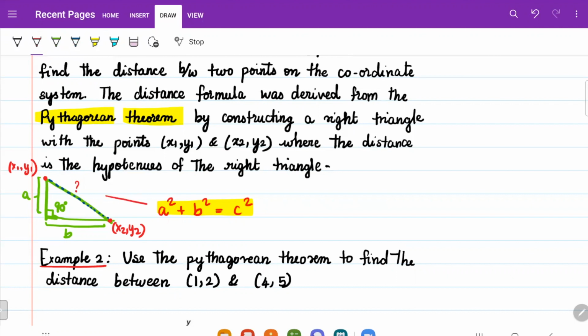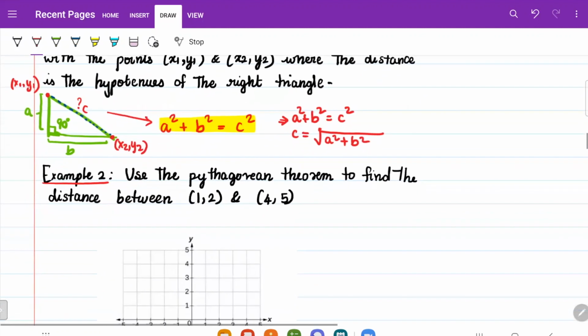As you know, the Pythagoras theorem, which is a squared plus b squared equals c squared. So we have the same thing, a squared plus b squared equals c squared, and we want what c is. So c is basically the root of a squared plus b squared. And we always want only the positive values because distance is calculated as a positive value.